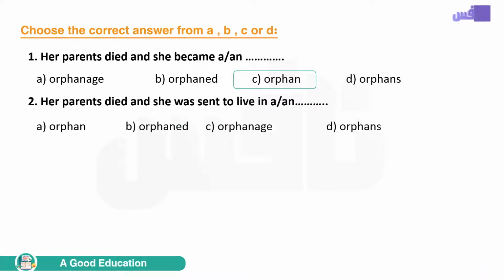Number 2. Her parents died and she was sent to live in a or an space. She was sent to live in أرسلت للمعيشة في. So we need a place. محتاجين مكان هنا. Orphan, يتيم, no. Orphaned, no. Orphanage, yes, bravo. This is the correct answer. أرسلت للمعيشة في دار أيتام. So, letter C is the correct answer.